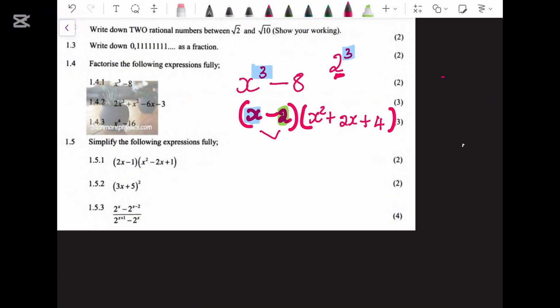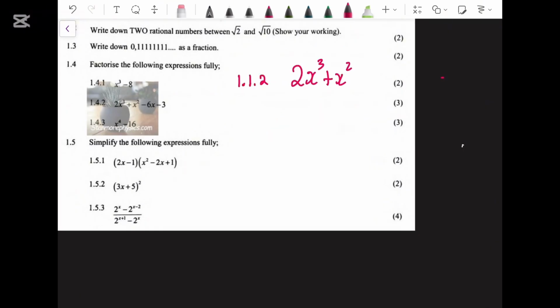Okay, that is number 1. So x to the exponent 3 minus 8 can be factorized as x minus 2 into x squared plus 2x plus 4. Let me move to the next.